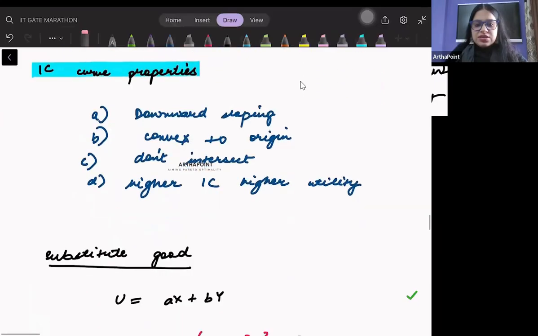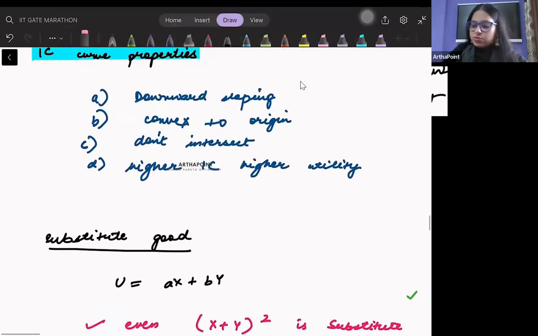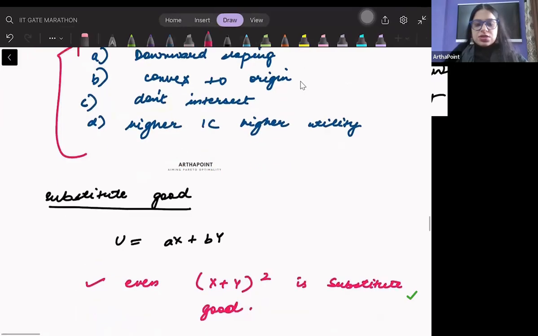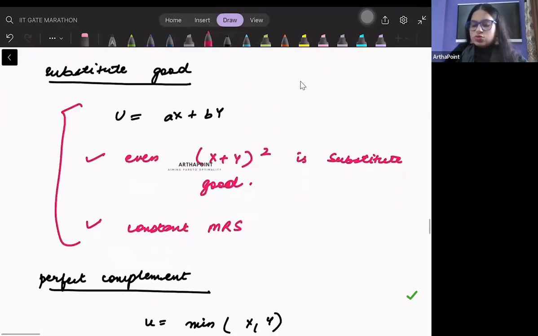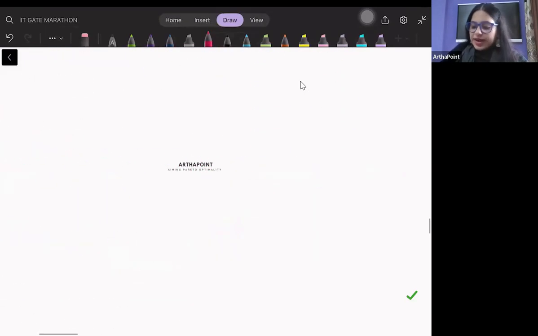So then this is done. Just read out these properties once. Substitute goods, I have told you. Just remember the condition that if MRS is less than PX by PY, you will consume all of good Y.